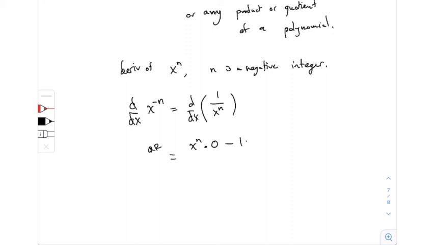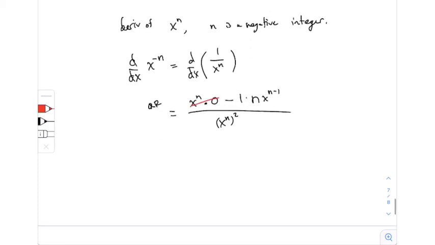Can anyone say what's the derivative of the bottom, which is x to the n? Yeah, great. n x to the n minus 1. This is because we know that's the derivative of an ordinary power of x with a positive power. All right, and then divided by the bottom squared, x to the n, quantity squared. Let's see if we can simplify this at all. That is the answer, and usually I say don't bother simplifying, but the whole point of this is I'm trying to get to a nice formula. So, first of all, that is just 0, right? x to the n times 0 goes away entirely. So I have minus n x to the n minus 1 up top. And on the bottom, x to the n, squared.